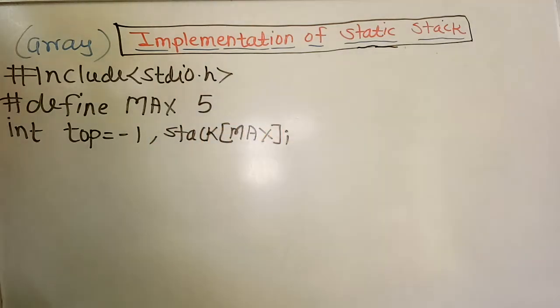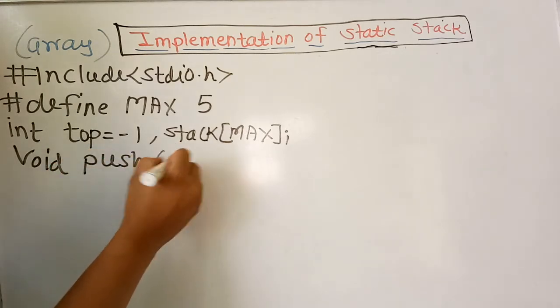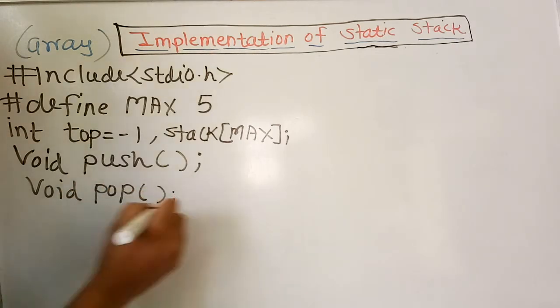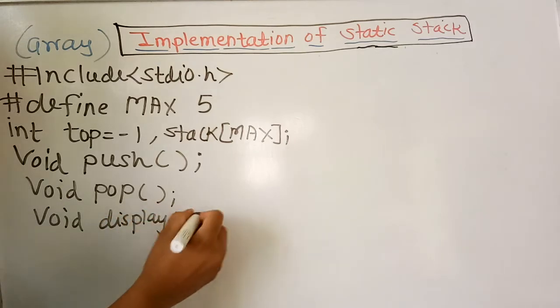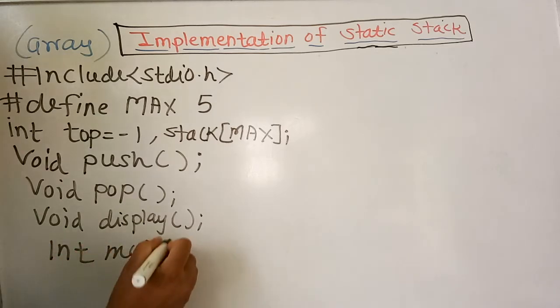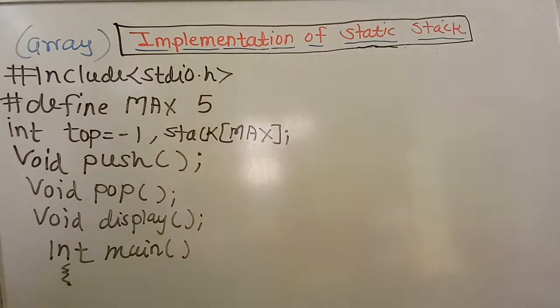Then, for completing the various operations on the stack, we have to initialize the functions like void push, void pop, and void display. Then we will start with the main method, that is the integer main. And then we will start writing our program with the previous definitions.